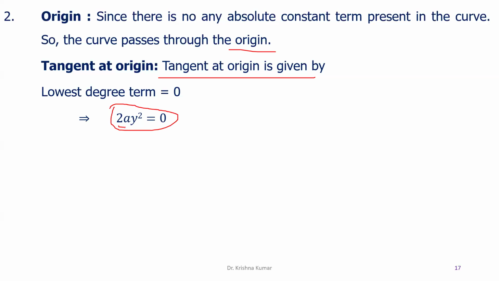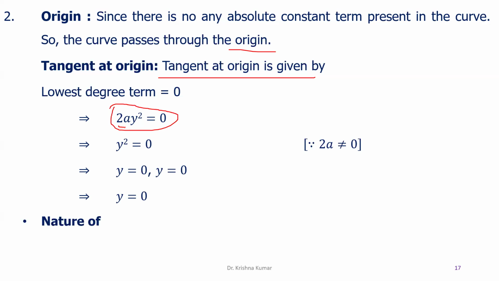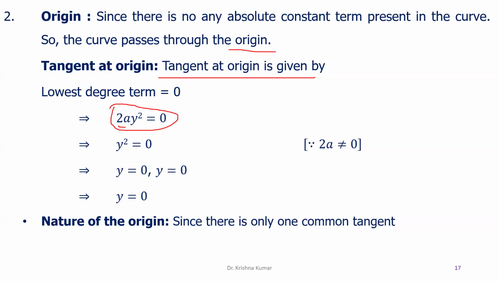Since 2a is not equal to 0, because it is an absolute constant, y² = 0, which gives y = 0 and y = 0. So we can say that there are two tangents at the origin, y = 0 and y = 0, and both coincide with each other. So we can write y = 0. Now, what is the nature of the origin? Since there is only one common tangent at the origin, the origin is a cusp.